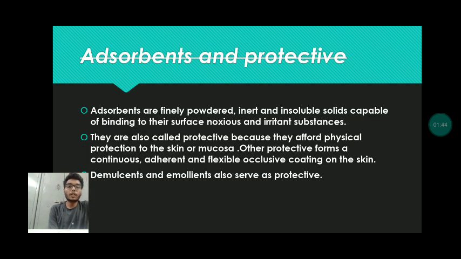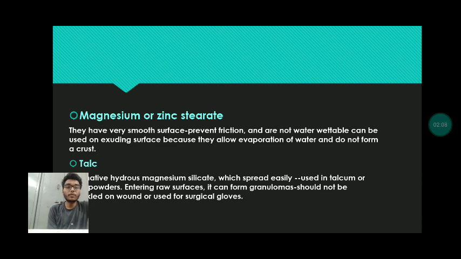Adsorbents and protectives. Adsorbents are finely powdered, inert, insoluble solids capable of binding noxious and irritant substances to their surface. They are also called protectives because they afford physical protection to the skin or mucosa. Other protectives form a continuous, adherent and flexible occlusive coating on the skin. Demulcents and emollients also serve as protectives.